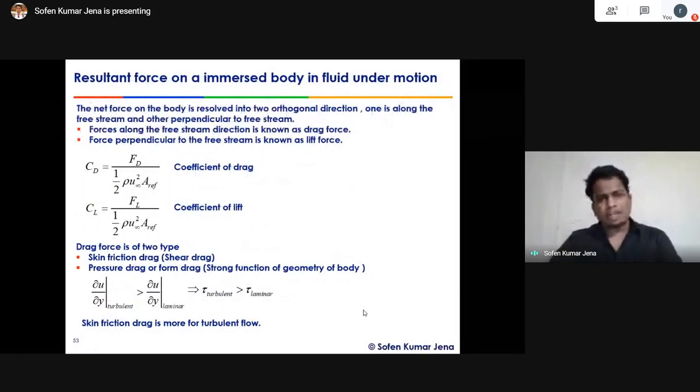Okay, the net force acting on a body is resolved into two orthogonal components. One is along the free stream, the other is perpendicular to the free stream. The force along the free stream direction is known as drag force. The force perpendicular to the free stream direction is known as lift force. So the drag force, when I divide it by the kinetic energy of the free stream times a reference area, what is the reference area? We already discussed the area normal. We have projected the normal to the free stream. That is the reference area. If we normalize this way, we find a non-dimensionalized coefficient called the coefficient of drag.